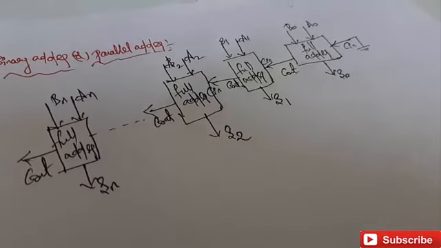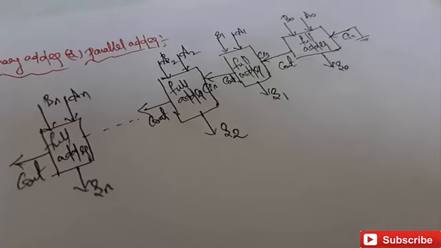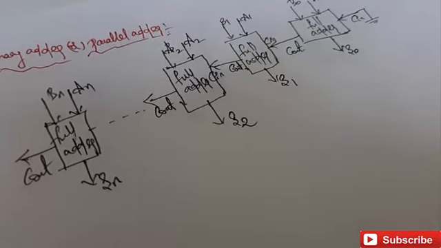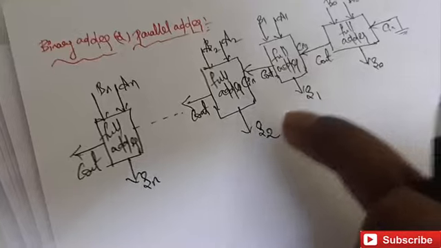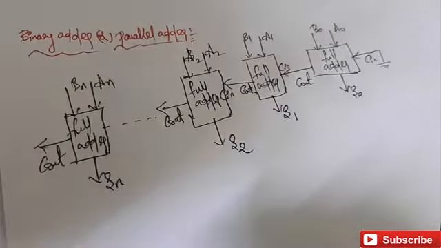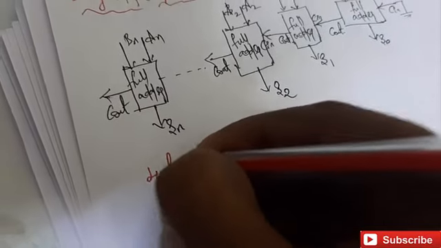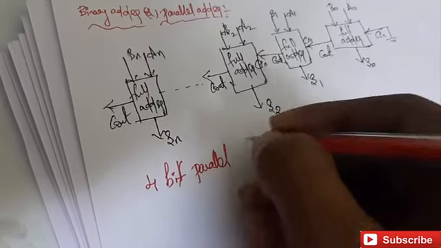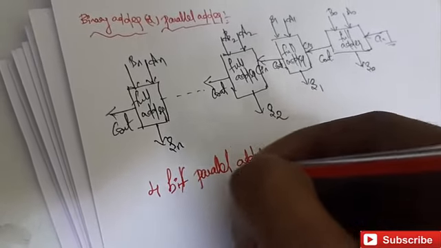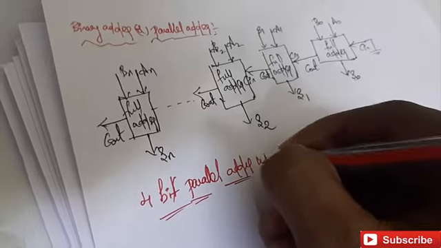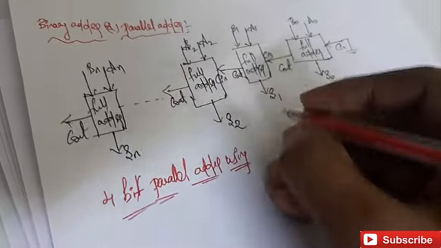Now we will see the 4-bit parallel adder using the full adder. 4-bit means you will take S0, S1, S2, S3 and up to S4, right? Next, the 4-bit parallel adder using full adder.